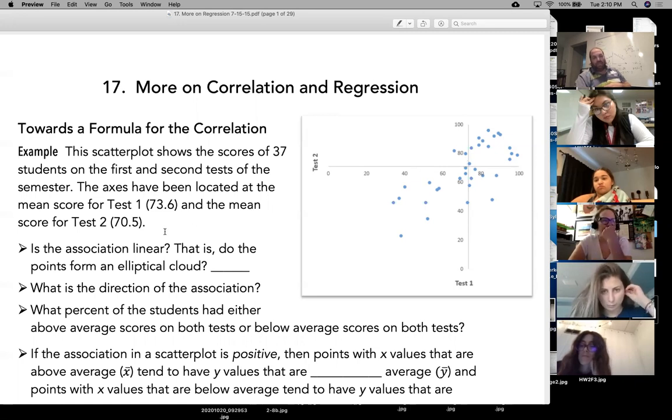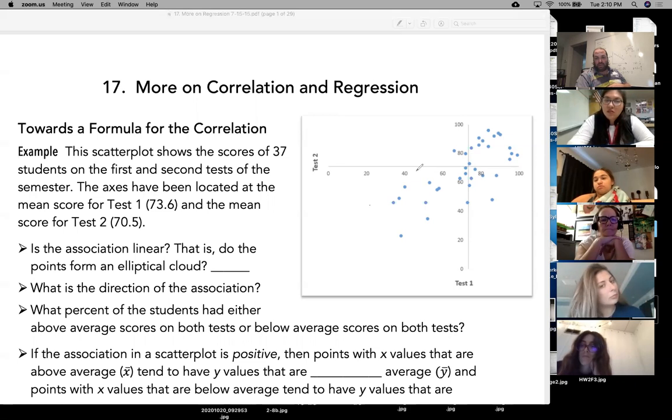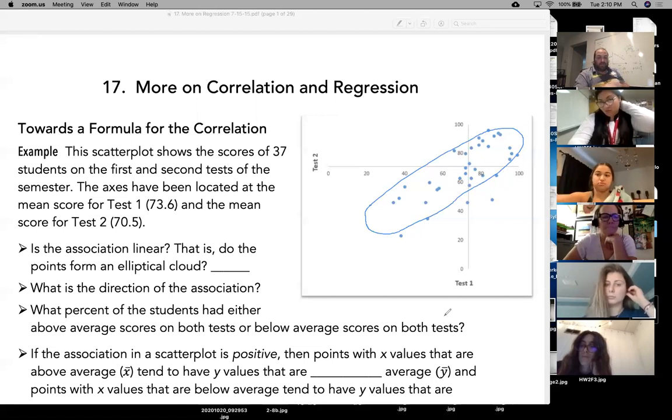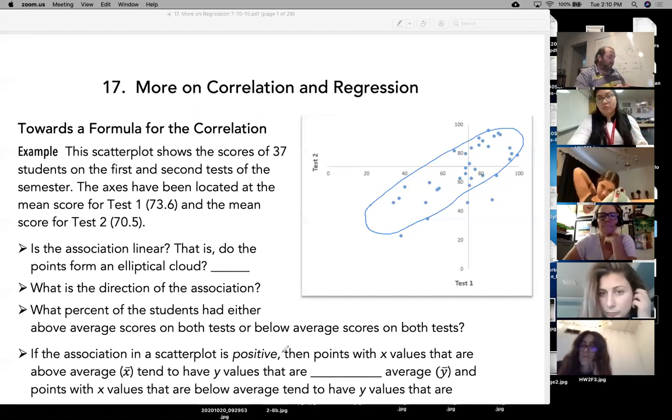Now, is the association linear? In other words, do the points kind of form an elliptical cloud? Remember, linear does not mean a straight line in statistics. Is there like a cloud of points that most of them fall in? And yes, the answer is yes. I even already drew it. So the answer is yes, there is. What is the direction of the association? Is it positive or is it negative?